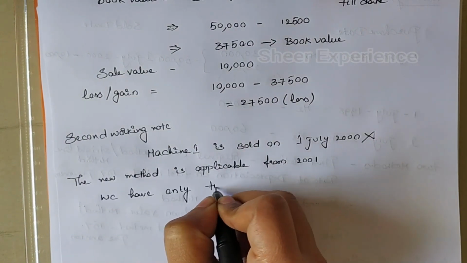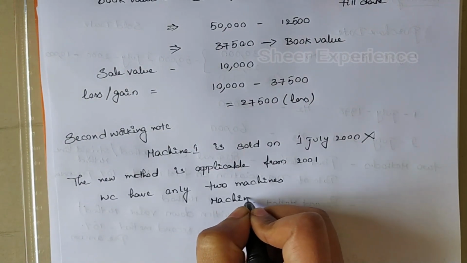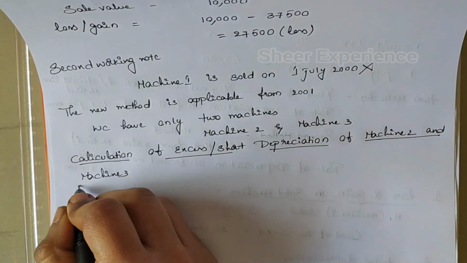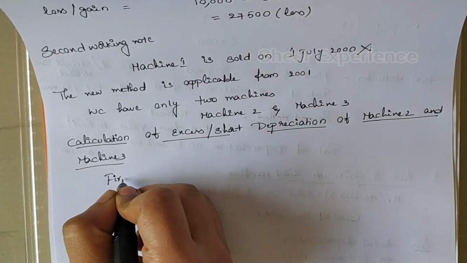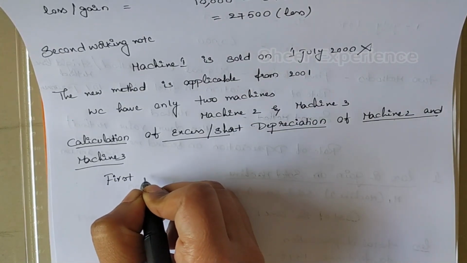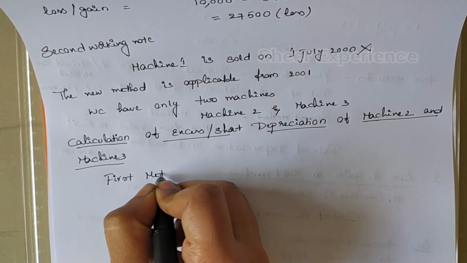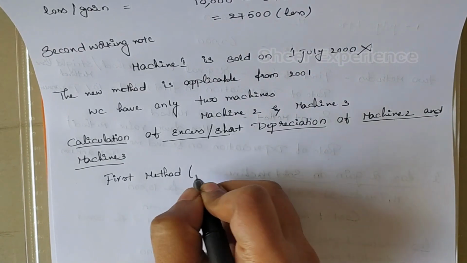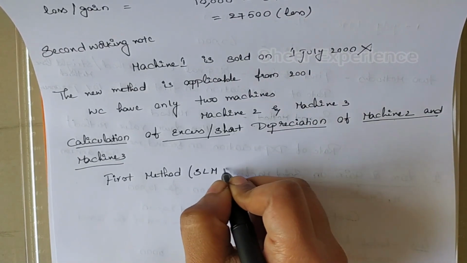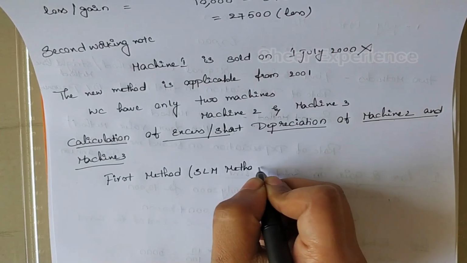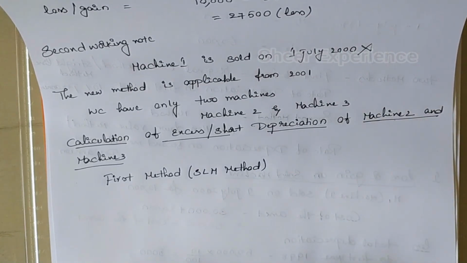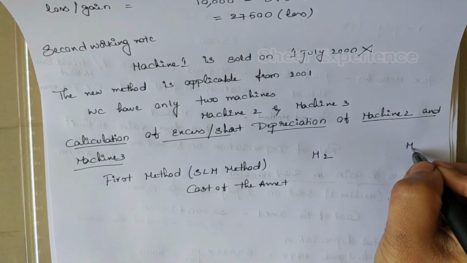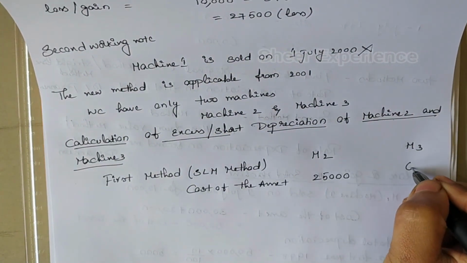Now we have only two machines, that is machine 2 and machine 3. We will calculate excess or short depreciation for machine 2 and machine 3. Always remember, while calculating excess or short depreciation, first we will calculate depreciation based on the old method or first method. First method was straight line method and the rate of depreciation was 10% per annum. Here we have only two machines, that is machine 2 and machine 3. Cost of machine 2 is 25,000 and machine 3 is 60,000.